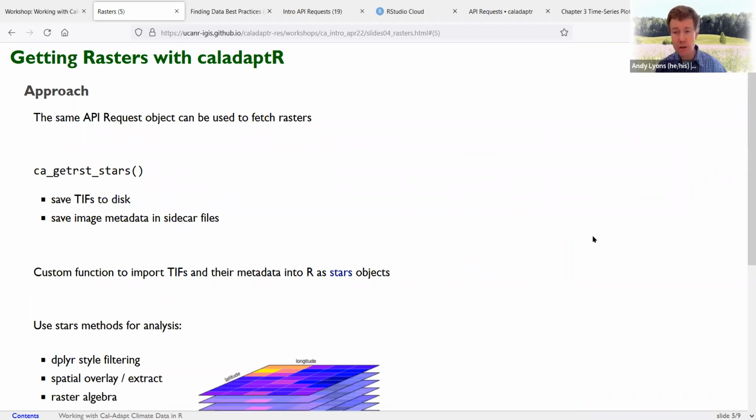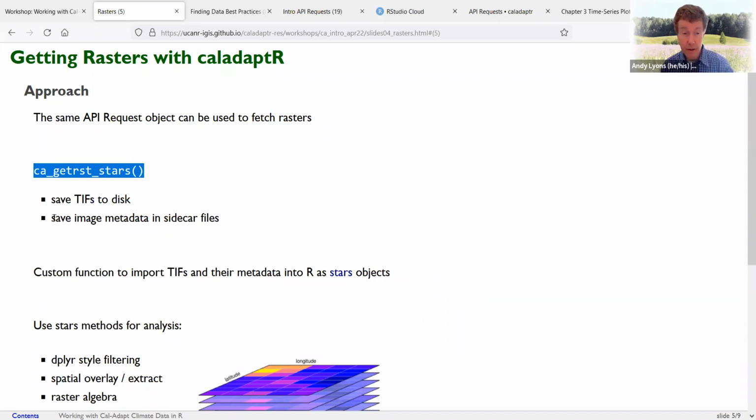Okay, let's talk about getting rasters through R. Generally, the design strategy is that same API request object that we've been building. You can also use it to fetch rasters. You just feed it into a different function, specifically the function ca_getrast_stars. What that function does, it gets the rasters from the API. They're clipped to your study area. They're clipped to your temporal range, and it saves them to disk as TIFF files. General TIFF files, you can open them in remote sensing software or anywhere.